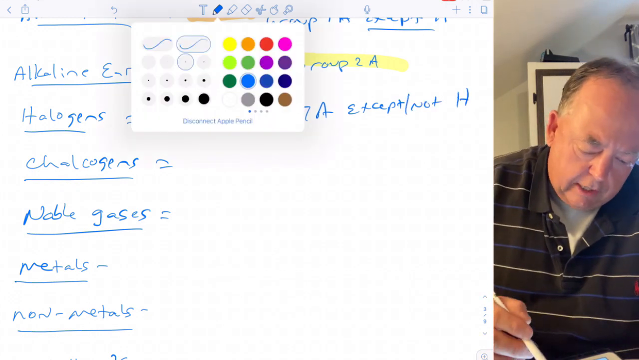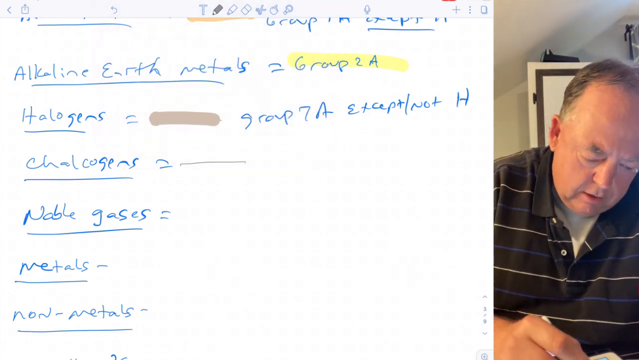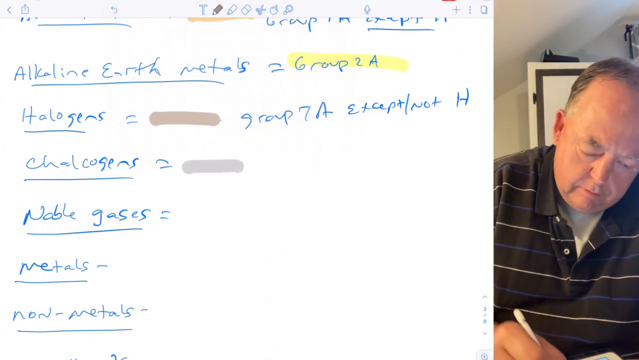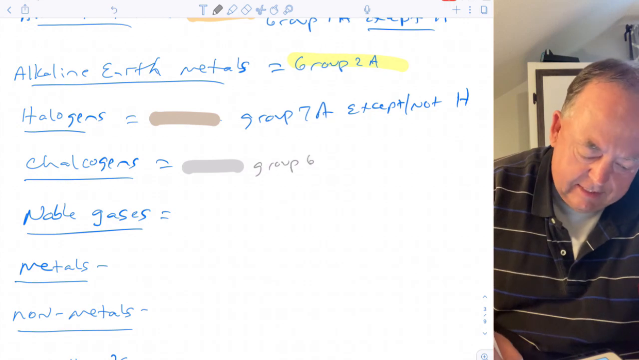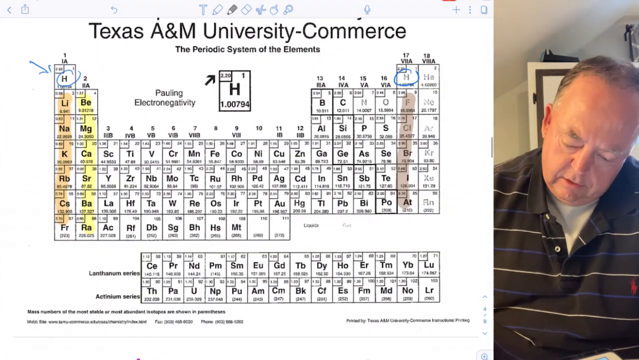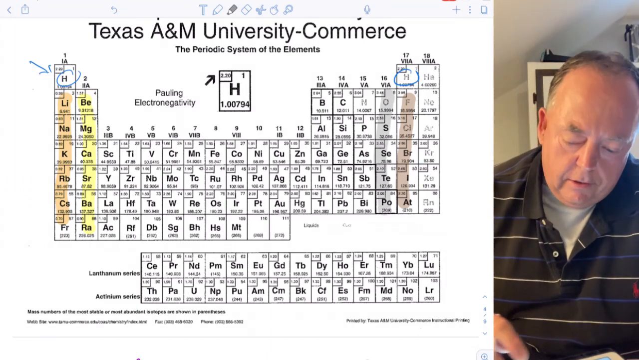Okay, so chalcogens are not very commonly known. So this would be group 6A. So that would be these. Those are the chalcogens, oxygen and on down.